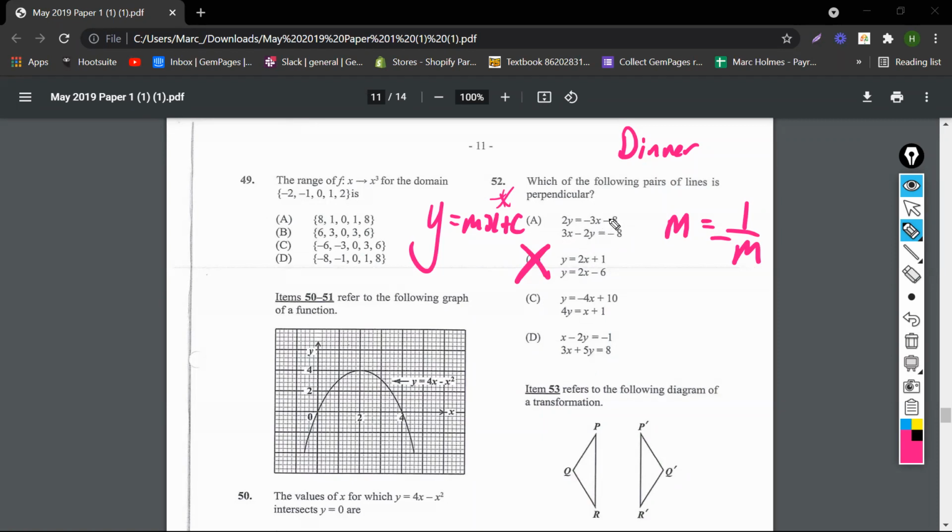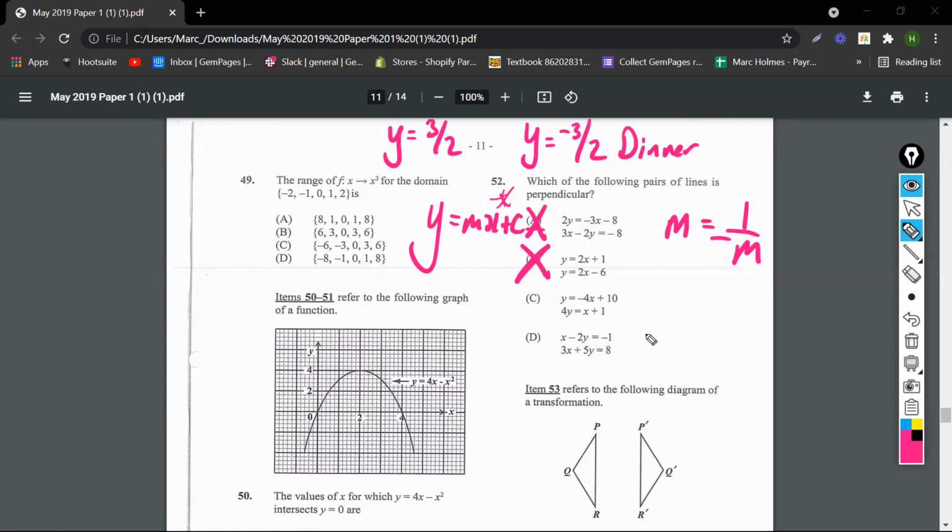Let's look at A. The first gradient is negative 3 over 2, and the next gradient is 3 over 2. So this is also not right, because it's not the negative reciprocal. So A is out as well. Let's look at D now.